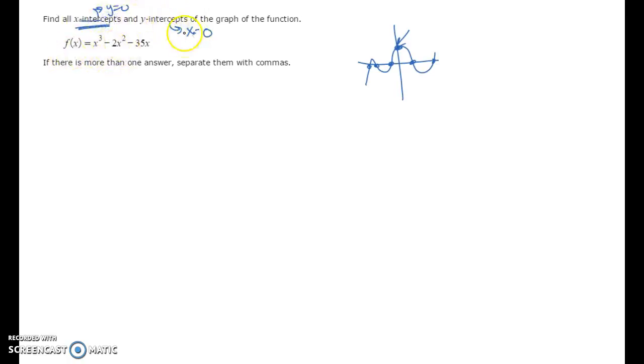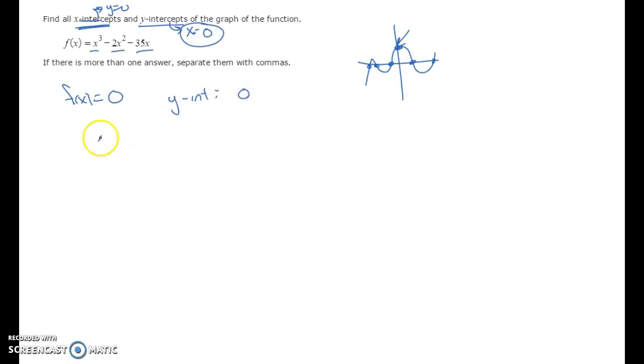Let's start with the easier of the two. The y-intercept means x is 0. Take this function and plug in 0 for x. So if you plug in 0 for x, that becomes 0, that becomes 0, that also becomes 0. So the y value will just be 0. So my y-intercept happens to be at 0.